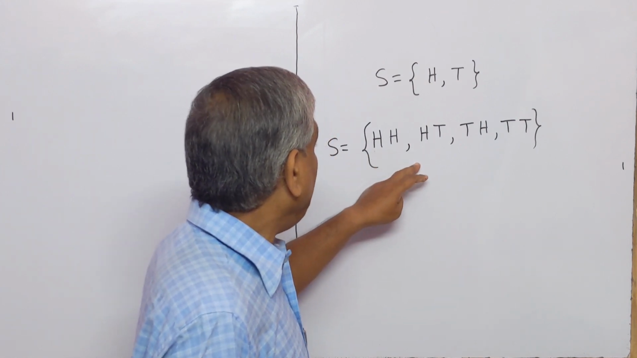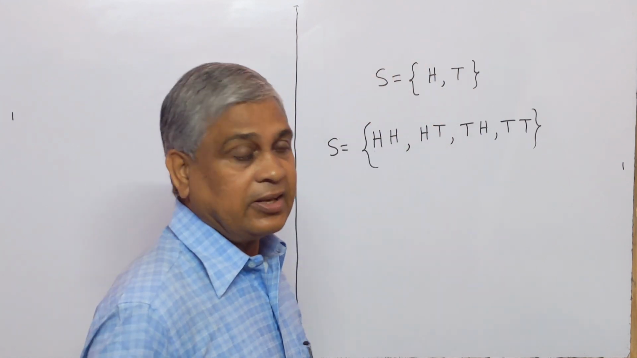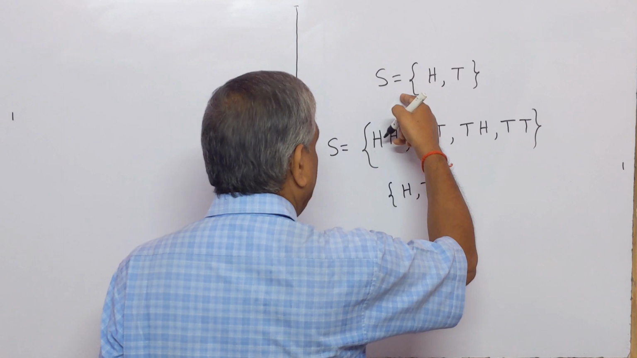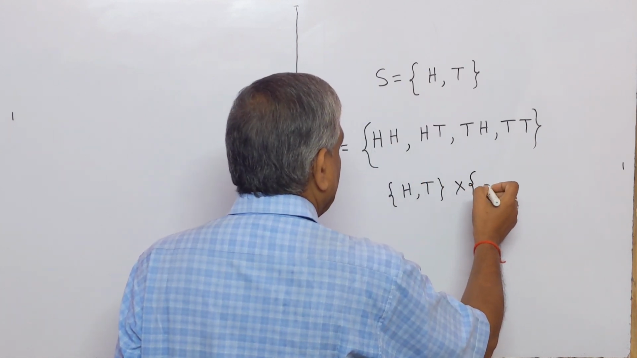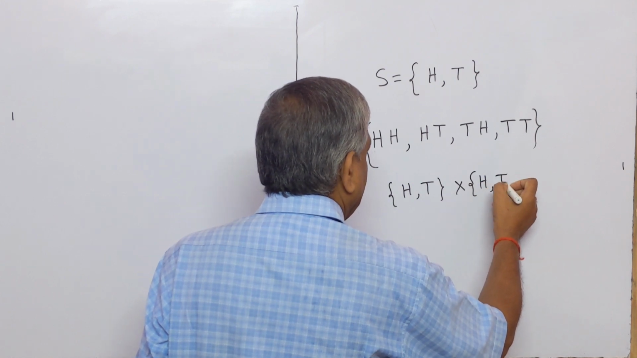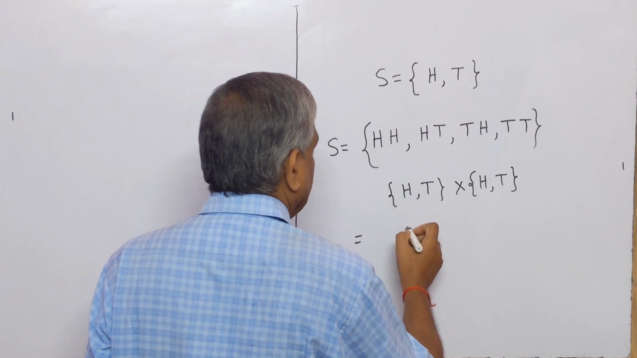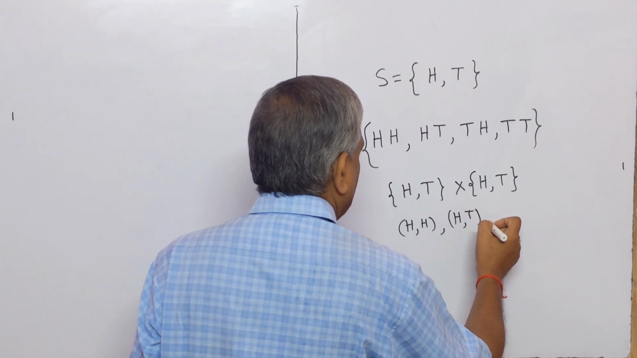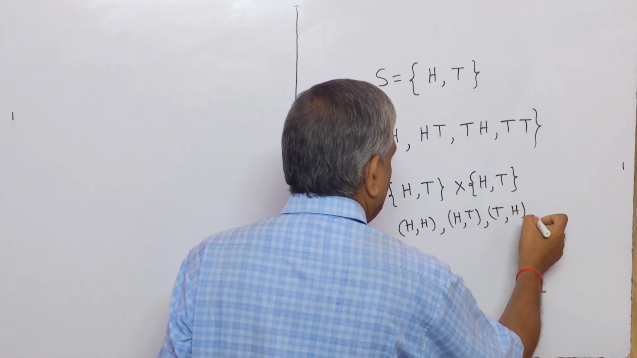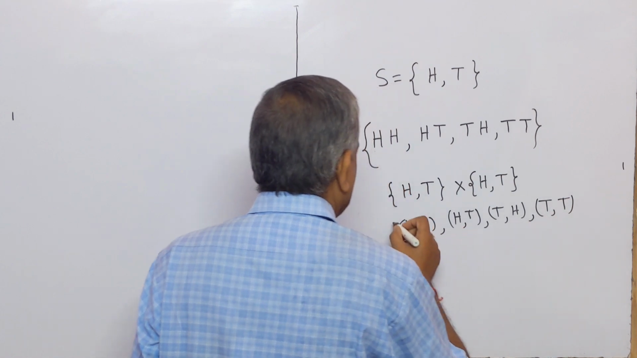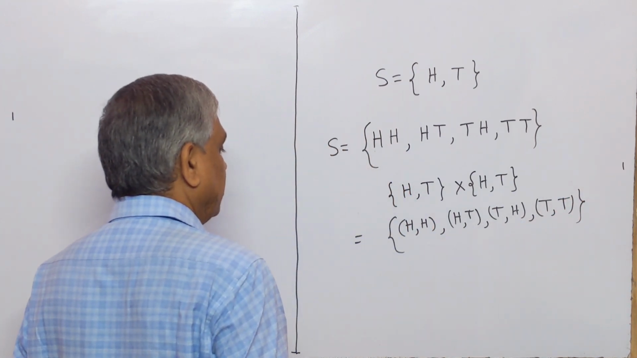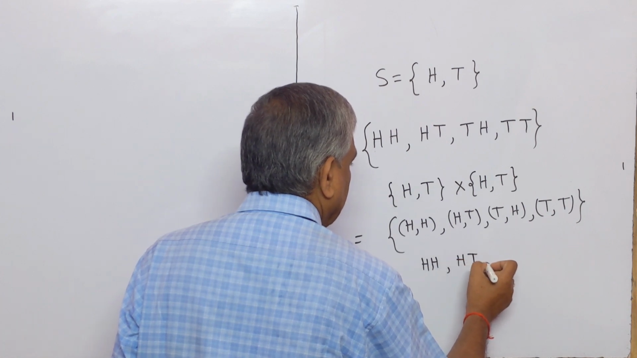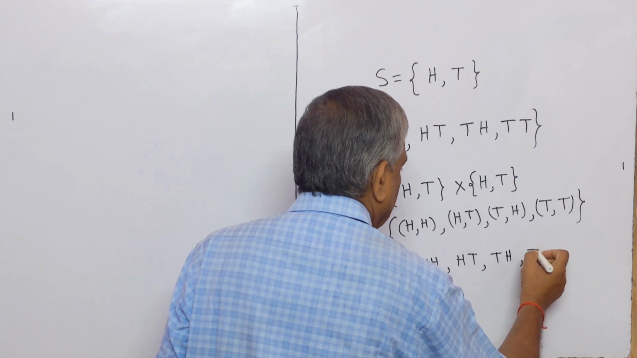This sample space may be obtained as if we take the Cartesian product of the sample space for the first coin with the sample space of the second coin, then we get HH, HT, TH, TT. These are ordered pairs. We may also write these HH, HT, TH, TT.